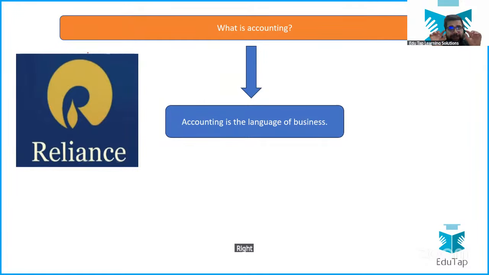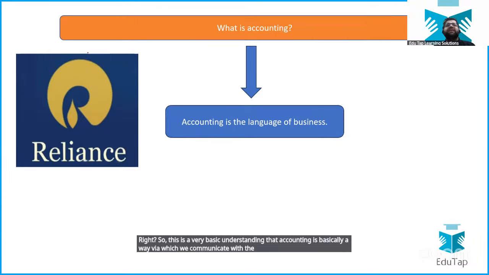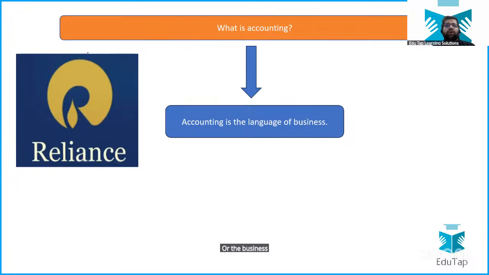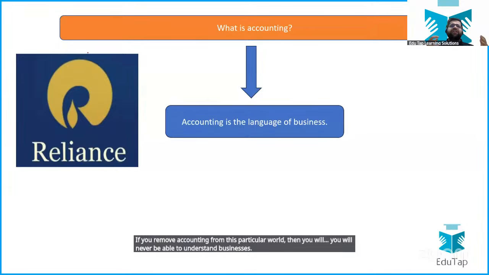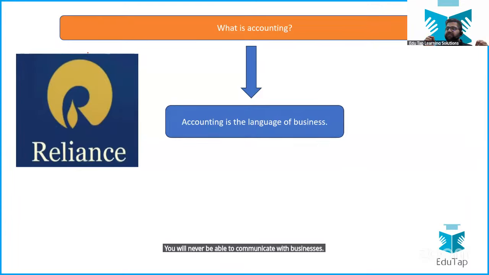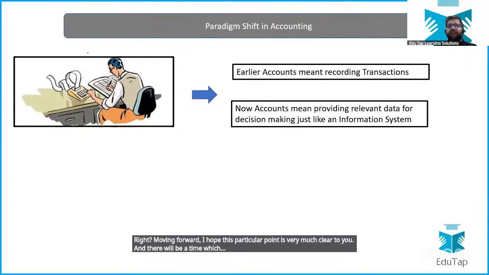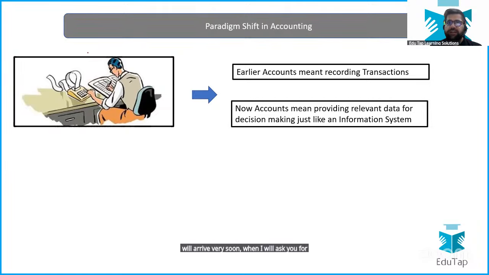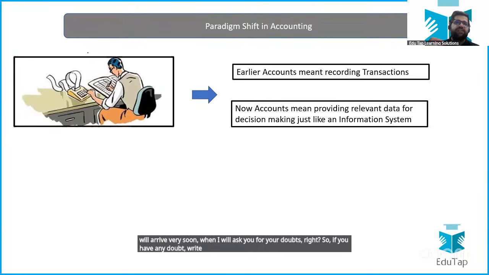So this is a very basic understanding that accounting is a way via which we communicate with the business, or the business and the owner, or the business and multiple people will be able to come to a mutual understanding. If you remove accounting from this world, then you will never be able to understand businesses. You will never be able to communicate with businesses. And that's where you need accounting in today's world. Moving forward, I hope this point is very clear to you. And there will be a time very soon when I will ask you for your doubts. So if you have any doubt, write it somewhere in your page or in your copy.